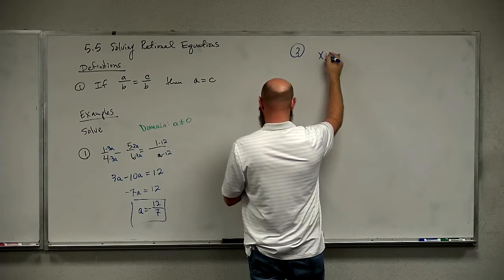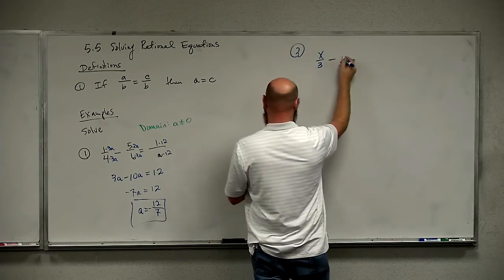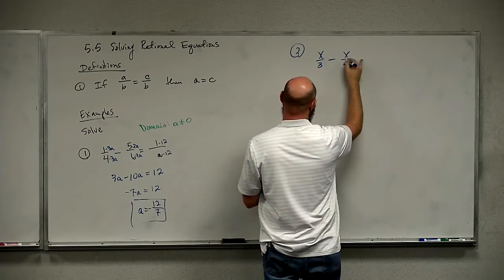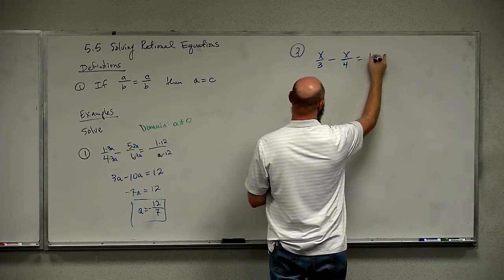All right, so x over 3 minus x over 4 equals 12.